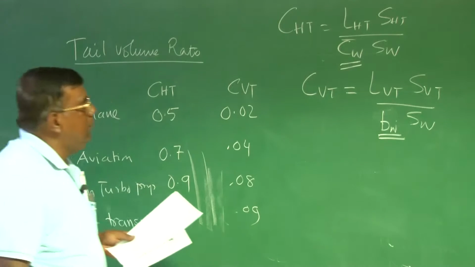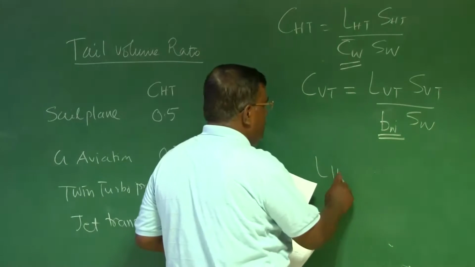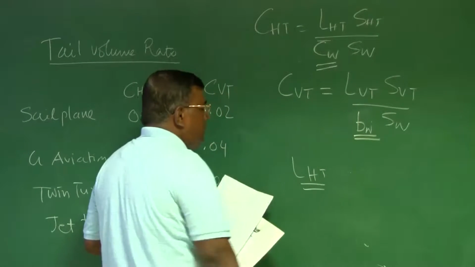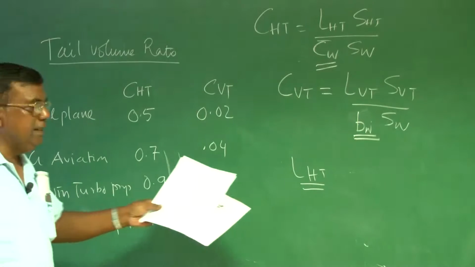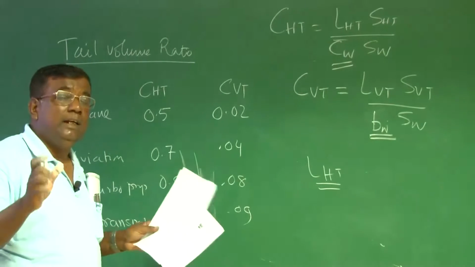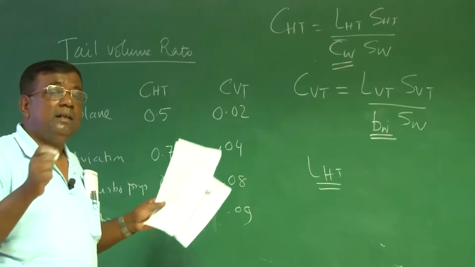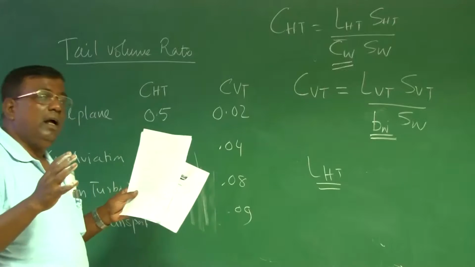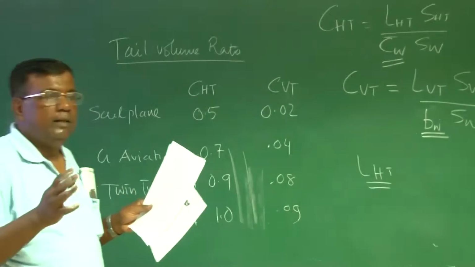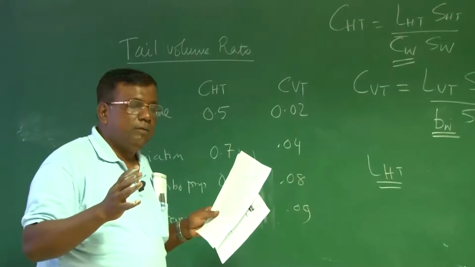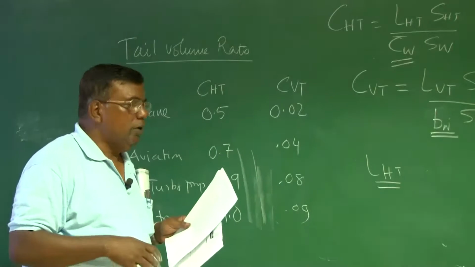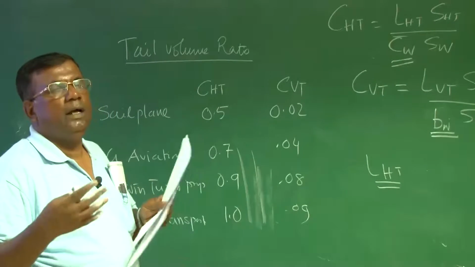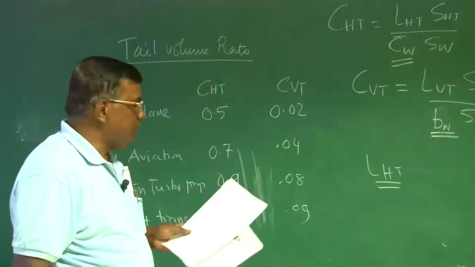There will be a question how much LHT I should take. Historically there are some guidelines. You understand this LHT means LT, which ideally is the distance between the AC of the tail and the CG of the aircraft. But since we don't know where the CG is, we take it from the AC of the wing to the AC of the tail. Also silently we know that the AC of the wing and the CG will be close, right?